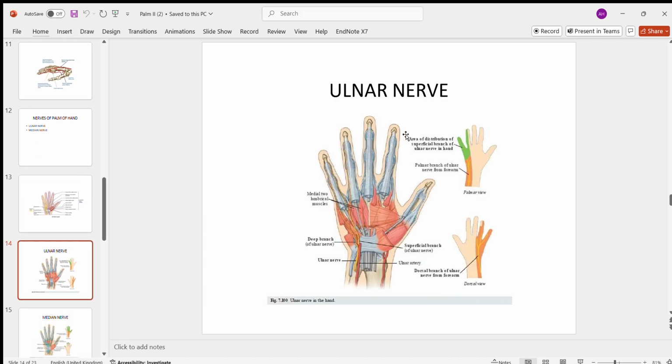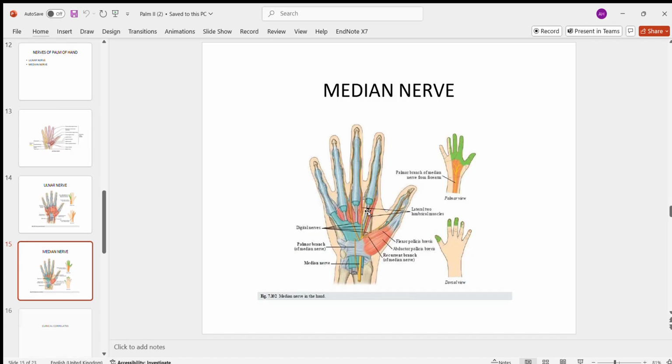Furthermore, the ulnar nerve supplies the muscles of the hypothenar eminence. In addition, it supplies the adductor pollicis muscle. It supplies all the interossei, the dorsal interossei and the palmar interossei, plus it supplies the third and fourth lumbricals. So all these muscles are supplied by the ulnar nerve.